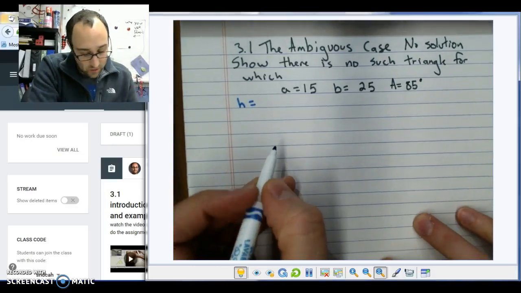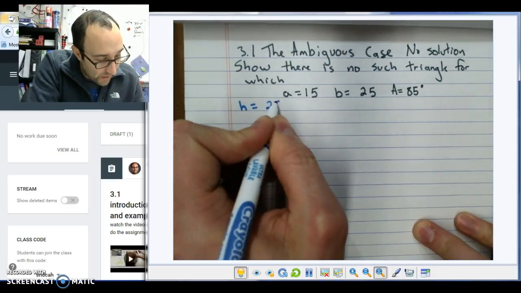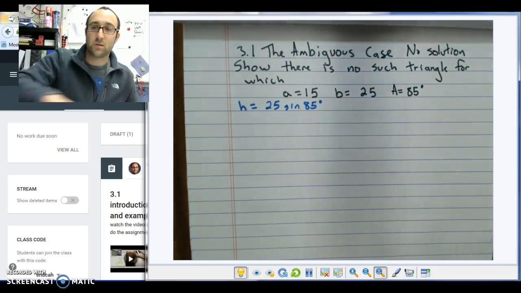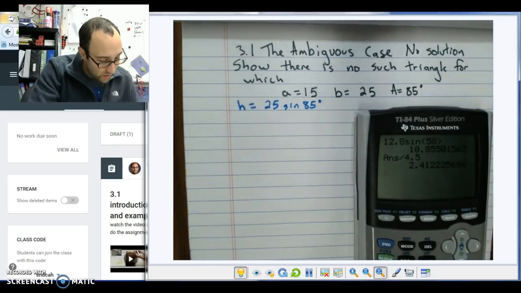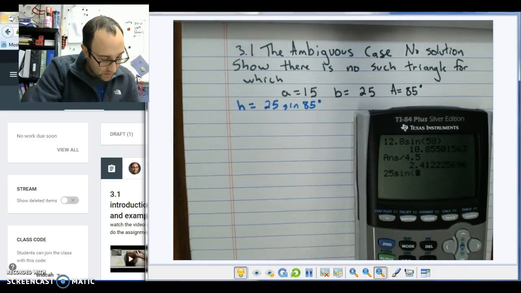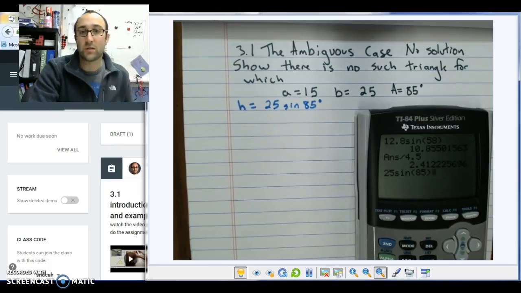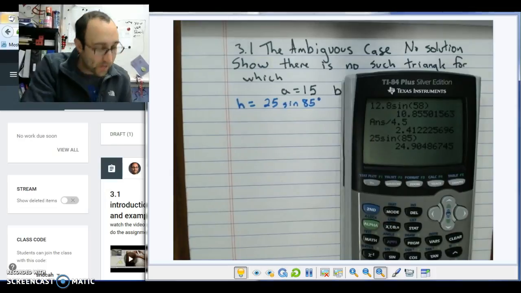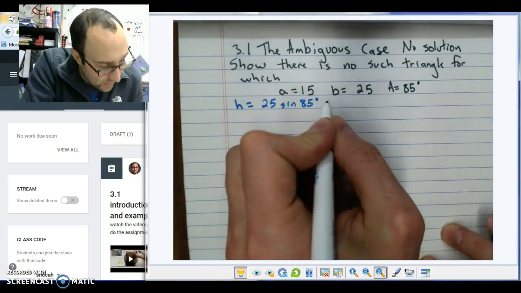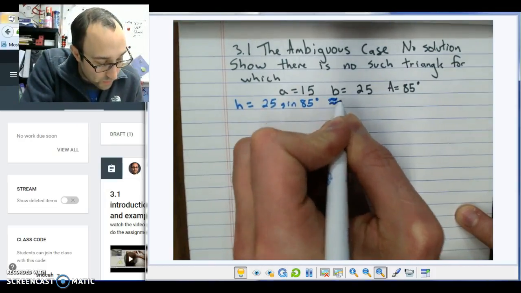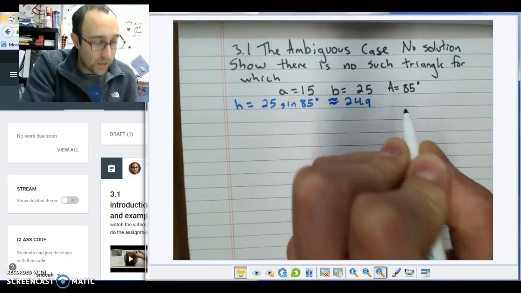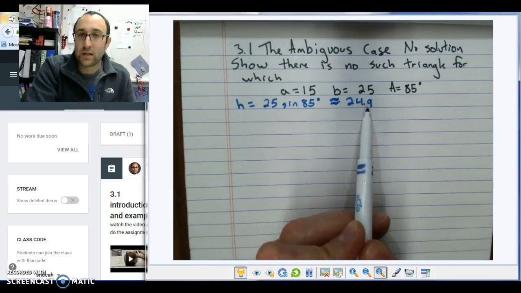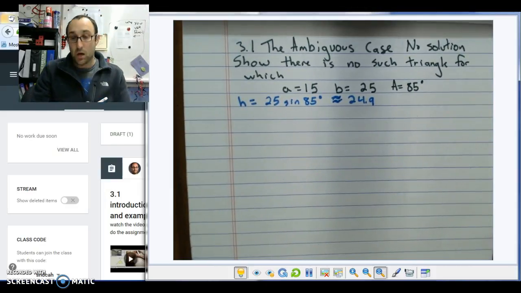So the height is going to be b, 25, times sine of 85 degrees. So let's type that into our calculator, 25 sine of 85 degrees. I know I'm still in degrees from the last thing that we just did. And that is 24.9, so we're going to round that to 24.9. So h is about equal to 24.9 as a length for the height. So is a less than 24.9? Yes, it is. So we know we're going to get no solution.